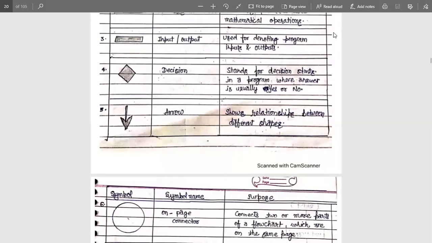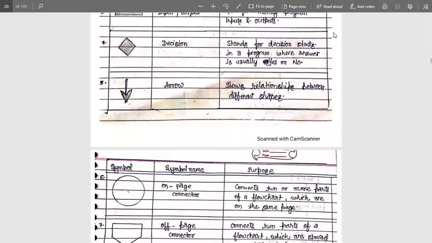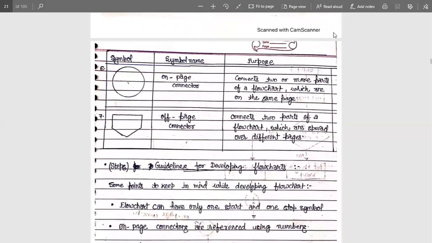Next is the arrow. Here the arrow represents the relationship between different shapes, because there are so many types of shapes used, for example one input, one decision, one process. All these are correlated with the help of these arrows. The information flows from one portion to another, and that flow is represented with this arrow. Next is the circle, the on-page connector. It connects two or more parts of a flowchart which are on the same page. That means to connect different parts of a single page, we use the circle shape.